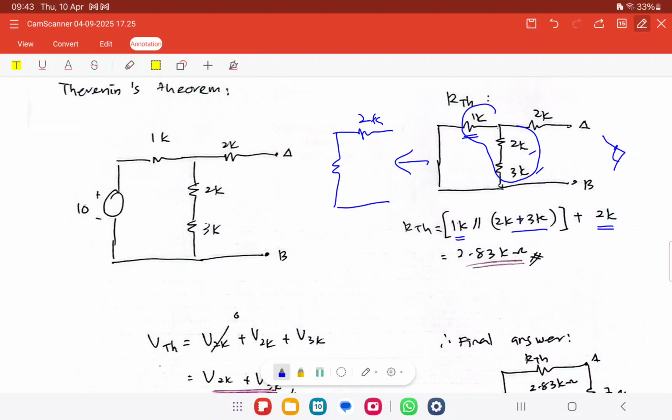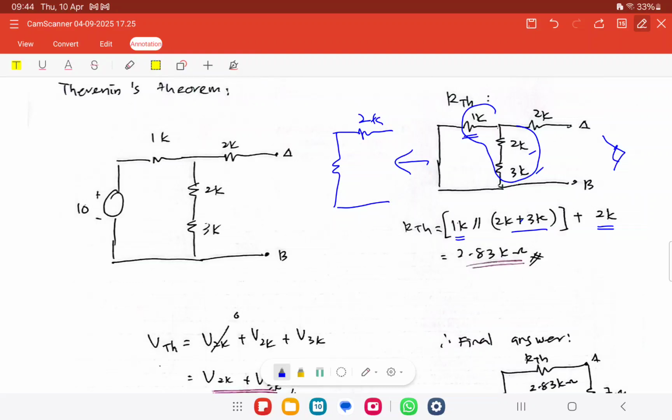So dah dapat RTH. So guna cara parallel, 1 per R. Tambah 1 per R2, dapat semua, sudah dapat I dah. Dapat RTH. Awak sudah dapat I. Sekarang ni VTH is equivalent to, maksudnya dia punya line ni sampai ke source habis sekali. So yang belah kanan ni asingkan. VTH, V2K tambah V2K tambah V3K.